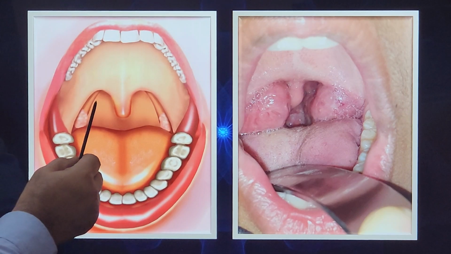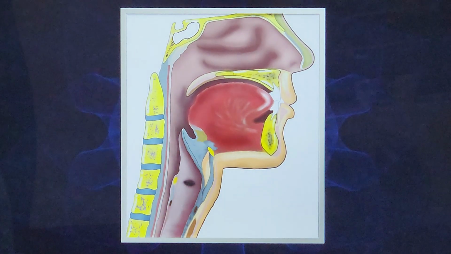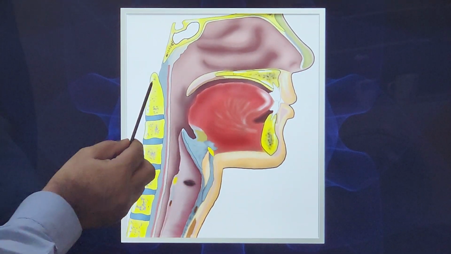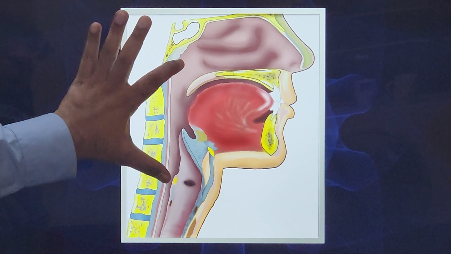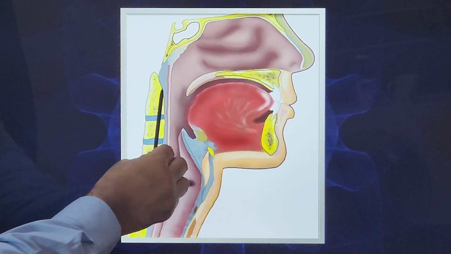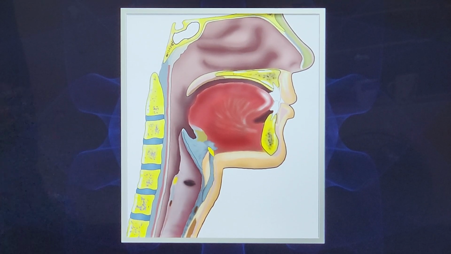So the space behind the tongue, this is the pharynx. I'll show you a side view also so that you have a better idea. This is the tongue, the tonsils will be here, and this is called the pharynx. And the area behind the pharynx, retro means behind the pharynx, is the retropharyngeal space.